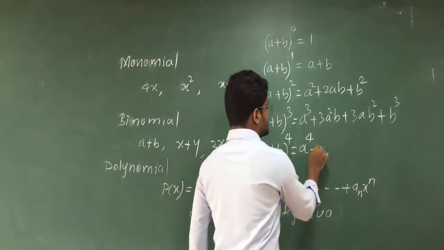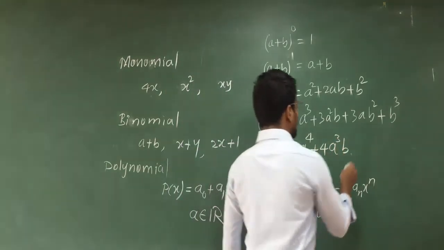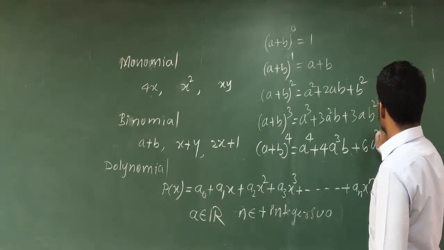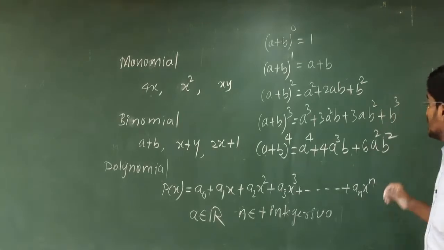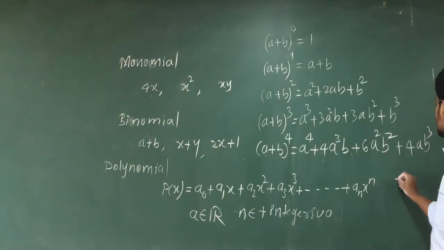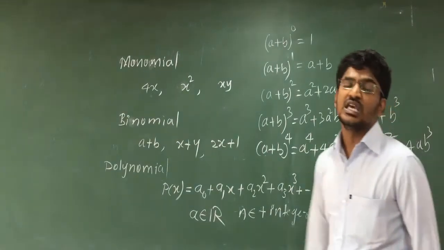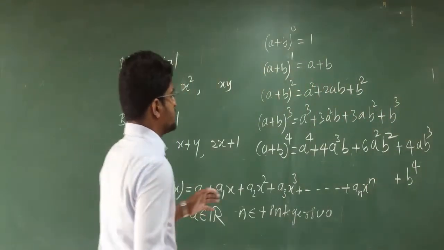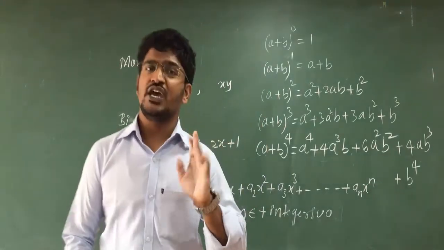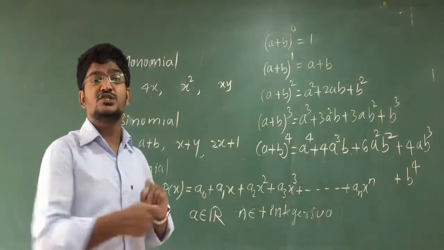Clear? Next, 4 times a cube b. Clear? Next, 6 times a square b square. Next, 4ab cube. Next, plus b to the power of 4. So see how I can write the expansion of (a + b) whole to the power of 4. There must be some technique which I am using. If I am writing so easily, there must be some technique, or it must be wrong. In these two there will be one thing.